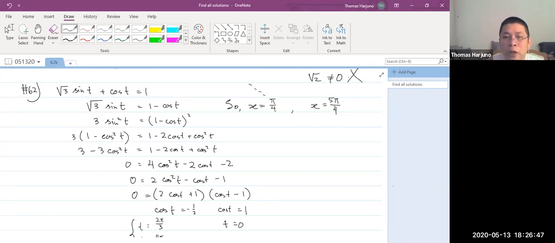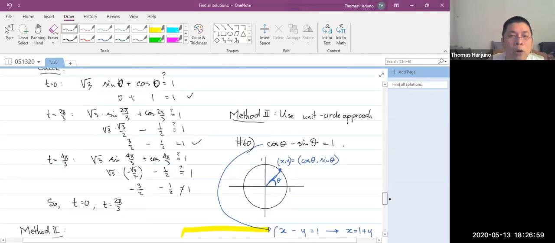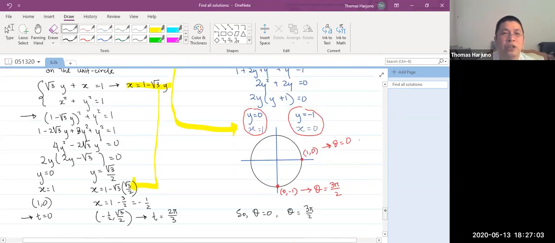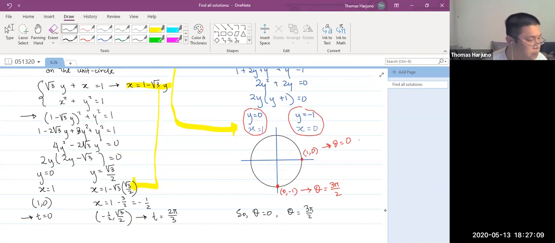Even in my trigonometry class, I show method number 1 or method number 3, which I plan to show you on Monday. But I never show method number 2. I only do method number 2 as an additional, to enrich you. Now that's for 6.2b.